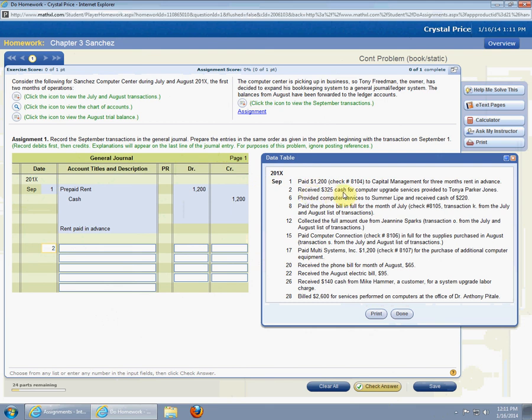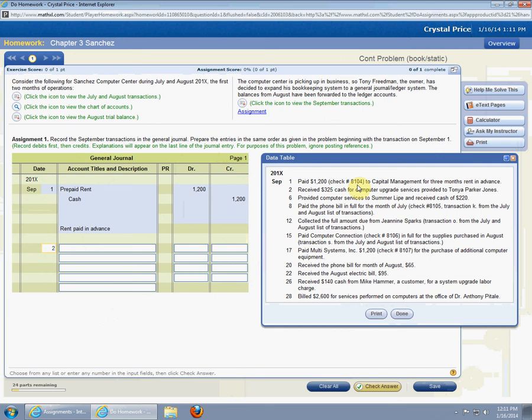Received, what do you know immediately? $325 in cash. Received. Receivable? No, received. $325 in cash. You got received cash, okay. For computer upgrade services provided to Tanya Parker. That's a customer, okay. So service revenue. You are in business to repair computers. You did that, and you received $325 cash.